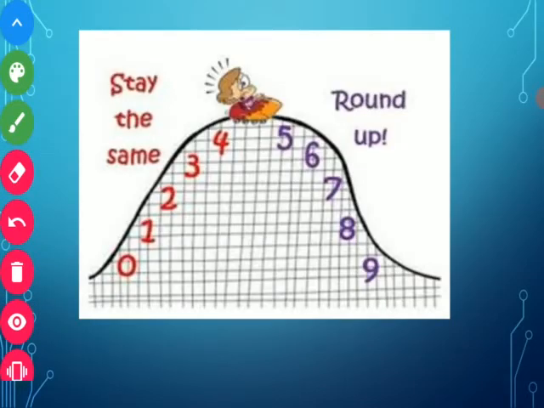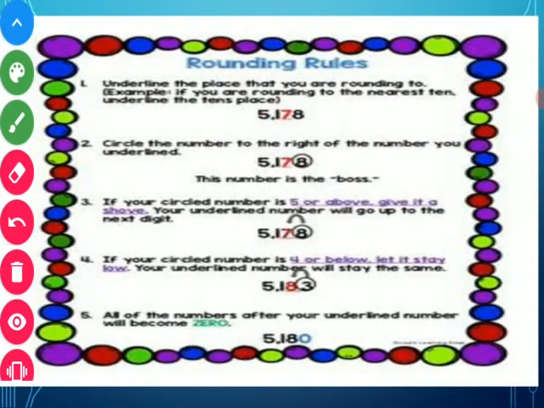So as you know, if you are rounding off a number, if the number is between 0 to 4, the number remains the same. And if it is 5 or more than 5, then we round it up. So let's go through the rules of rounding off.